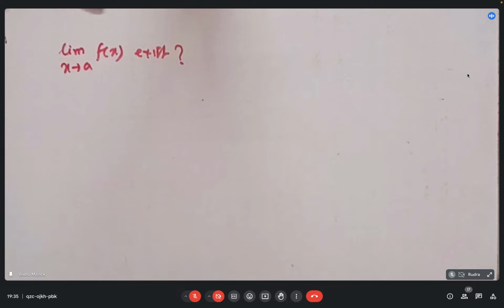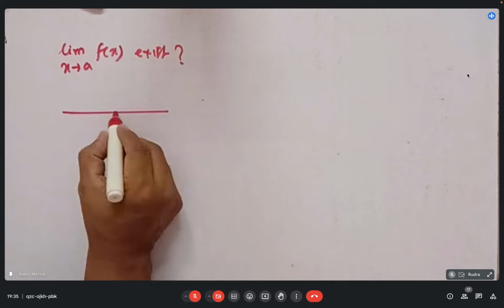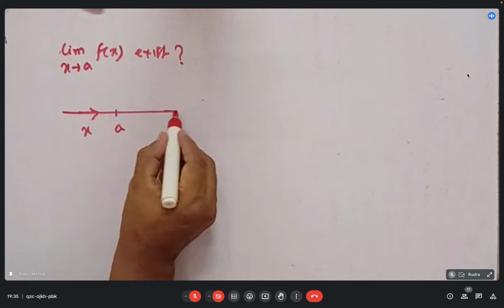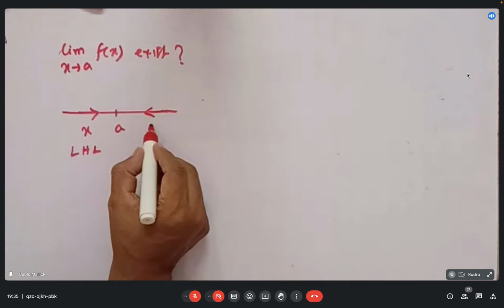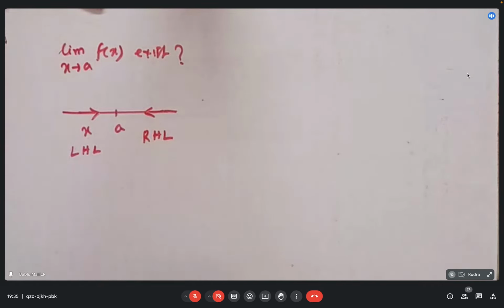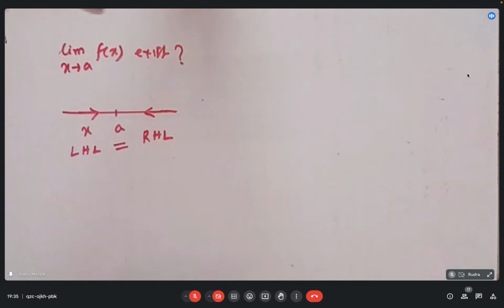So here, according to class 11-12, suppose x equal to a point. When x tends to a from left side, we are getting left hand limit. And when x tends to a from right hand side, it is said to be right hand limit. If left hand limit is equal to right hand limit, then we shall say that limit exists.